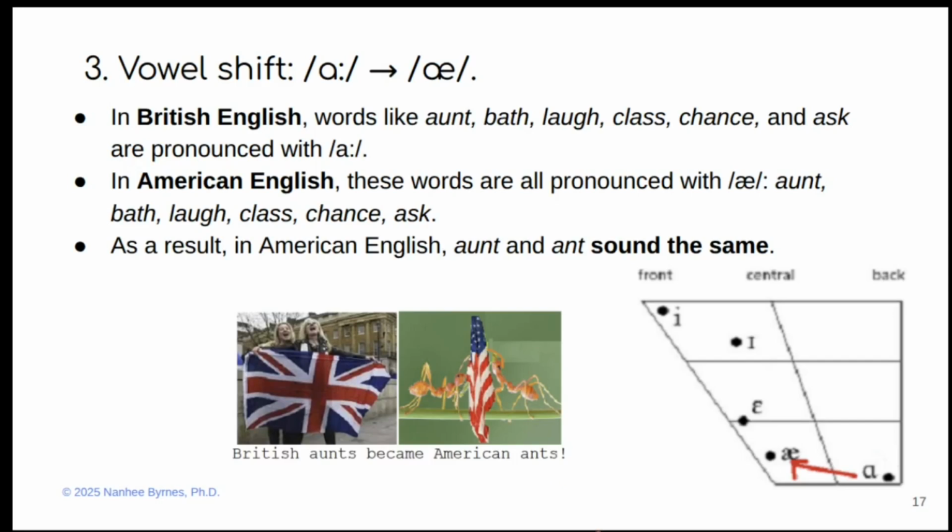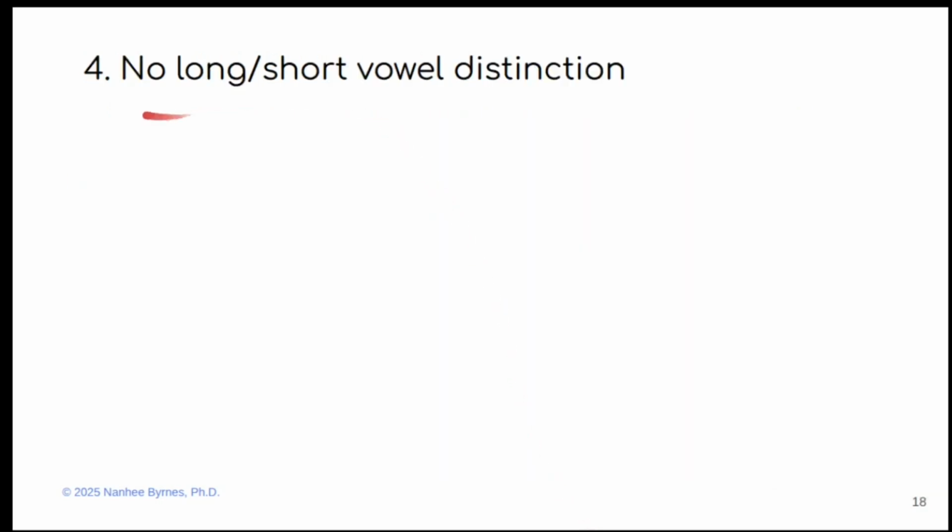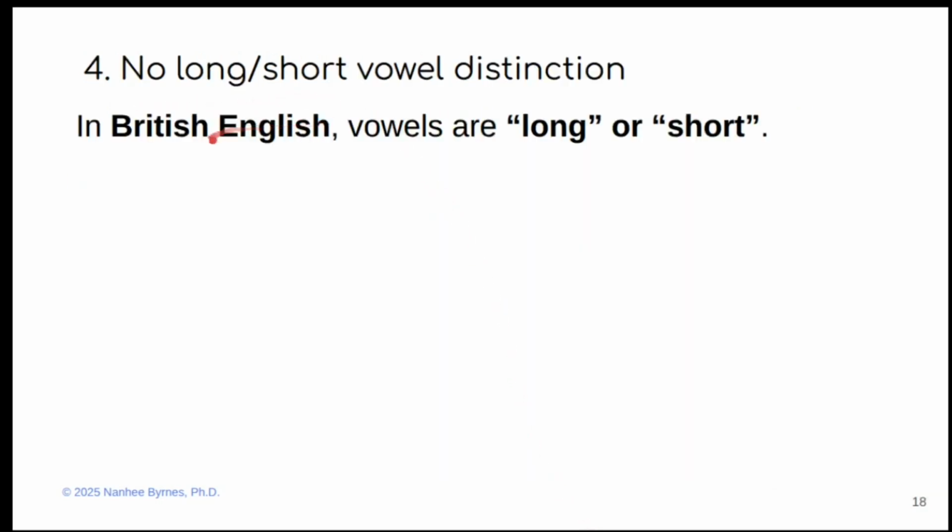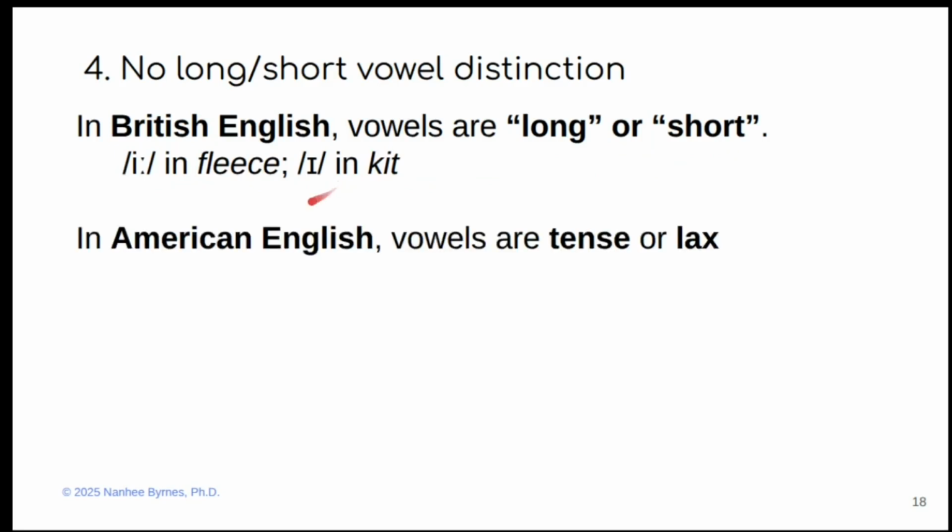Here's another subtle one. Vowel length. In British English, vowels are categorized as long or short. So E in fleece is long, while I in kit is short. But in American English, vowels are often categorized as tense or lax.